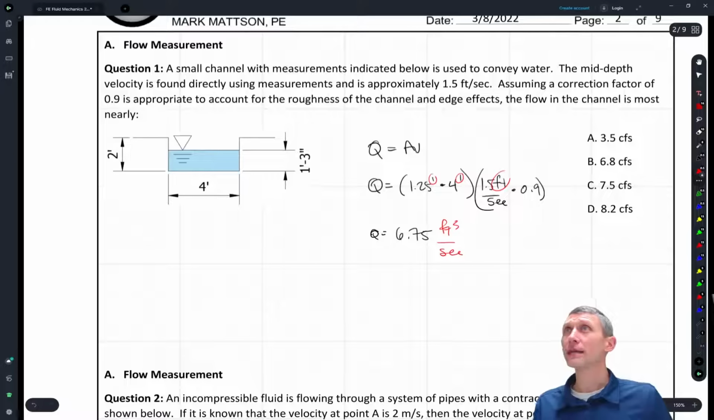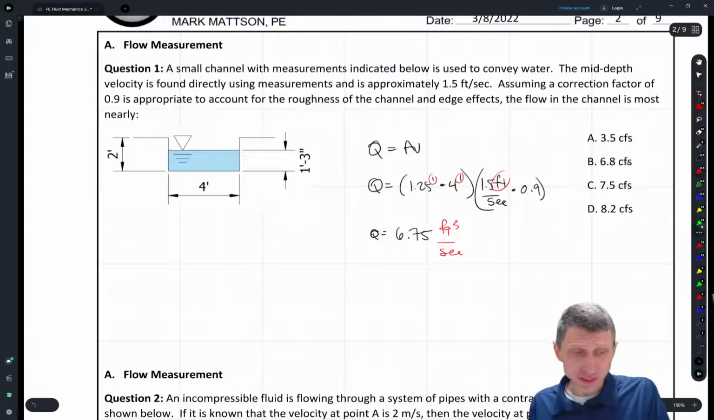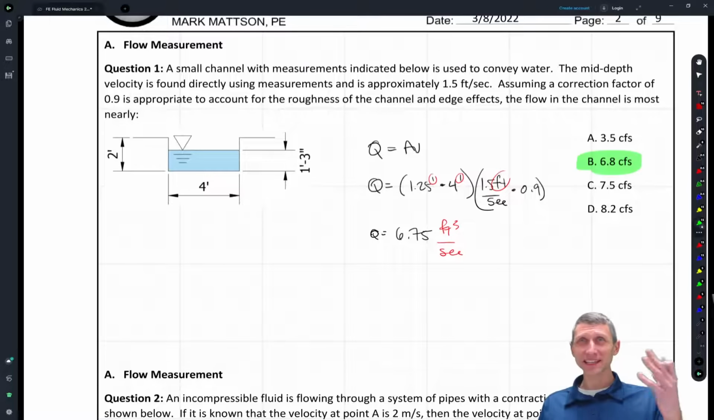Okay, so that's going to give us what we have here for our flow. So just starting off with really basic, right? Q equals AV. Just trying to get that concept out there of, well, how do you measure flow? In the real world, this is one of the ways I measured flow.